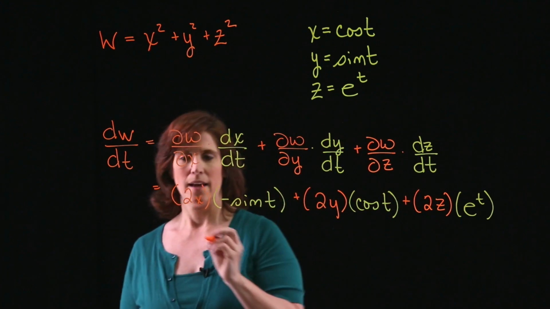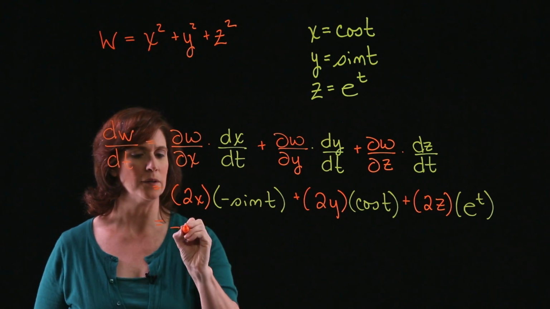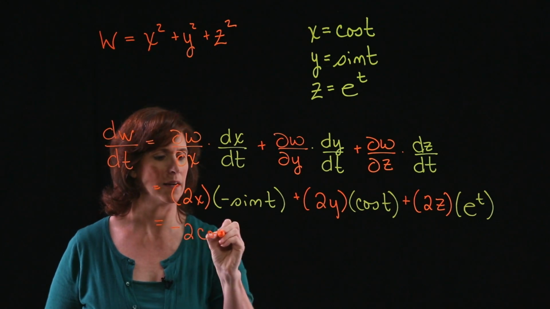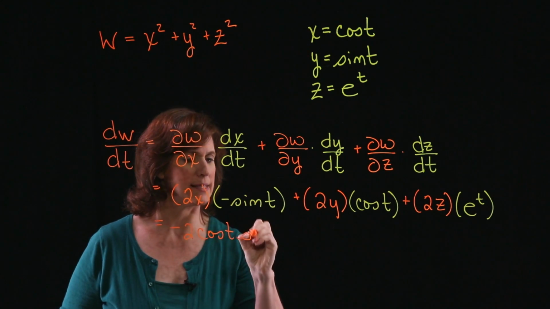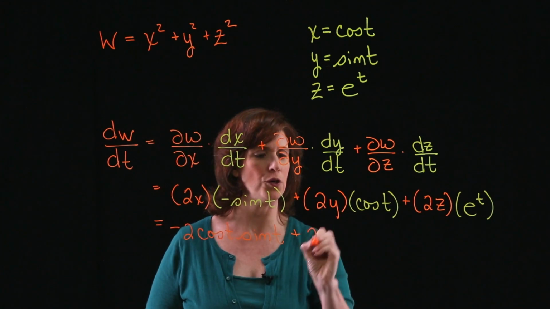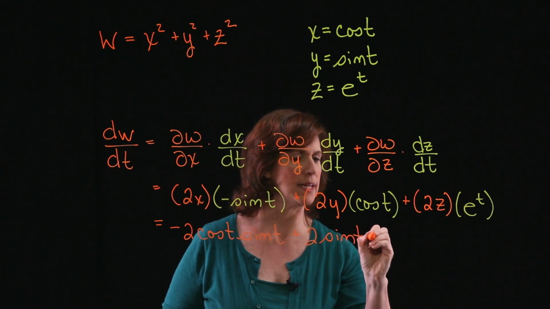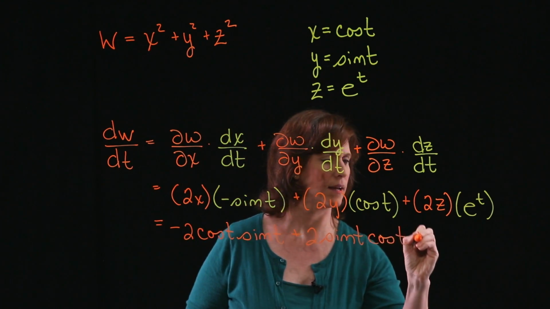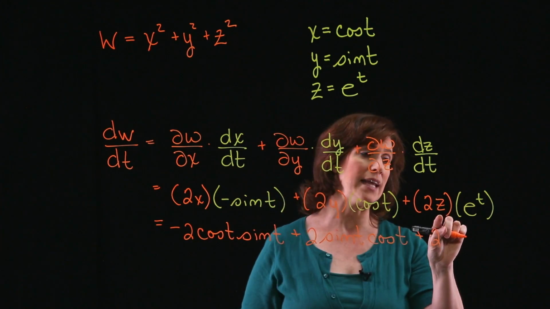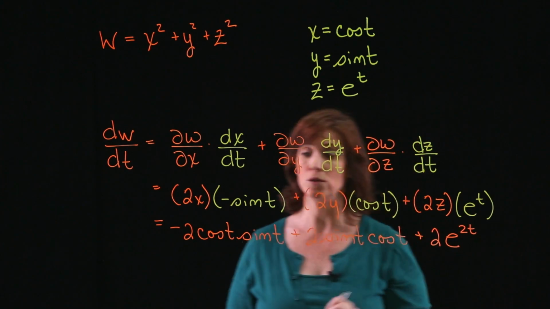All right, so let's simplify this a bit. I'm going to have a negative 2 times x. Now I know x is the cosine of t, and I've got my sine t. For the next term, I'm going to have 2y. Y I know is the sine of t. So I've got sine t and then cosine t. And I'll have 2, z is e to the t. So I'll have e to the t times e to the t, which is e to the 2t.